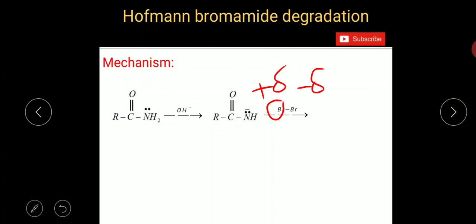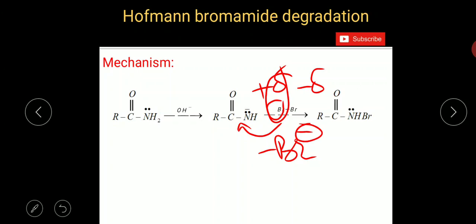This positive charged bromine will be added to nitrogen, leaving Br minus ion. So Br minus will be separated from bromine molecule and Br plus will be added to nitrogen. So you will get a molecule in which bromine atom is bonded to nitrogen of amide. So it can be called N-bromoamide, nothing but N-bromamide. So you got N-bromamide here.